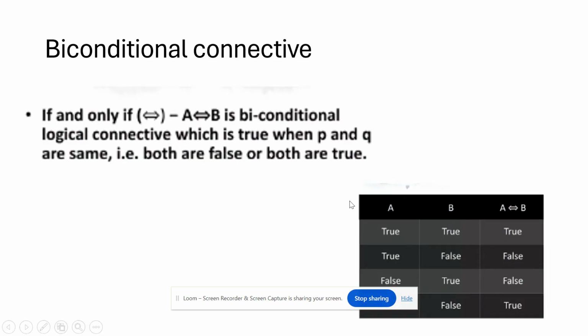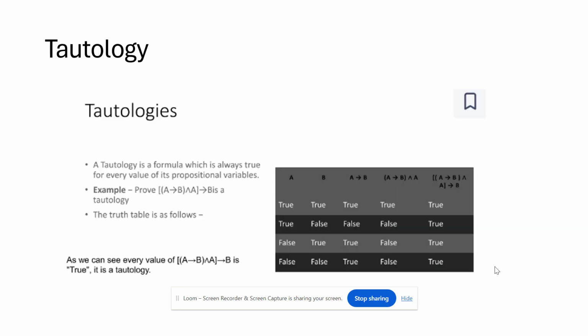The next operation is the biconditional connective. It is the if and only if connective. The biconditional connective is a logical connective which is true when P and Q are the same, both false or both true. So if both the values are true, then it is true. If both the values are false, then it is true. Otherwise, it is false.